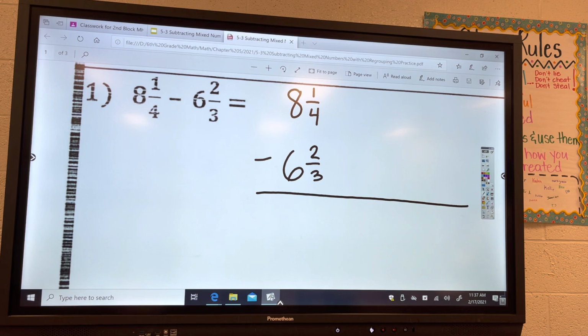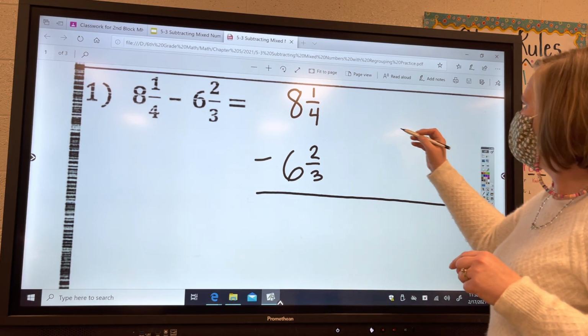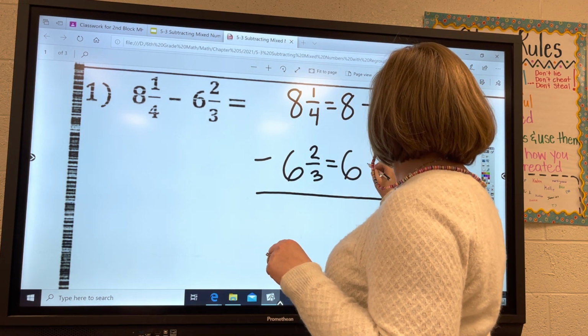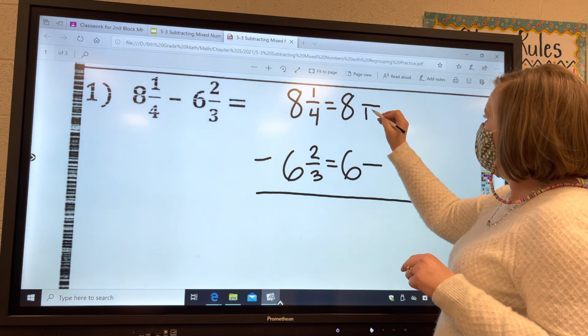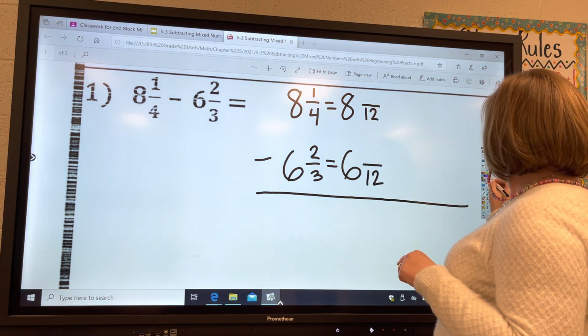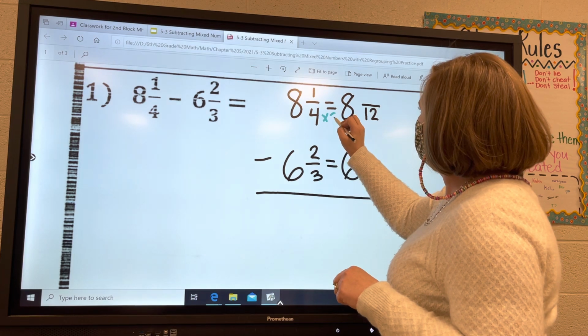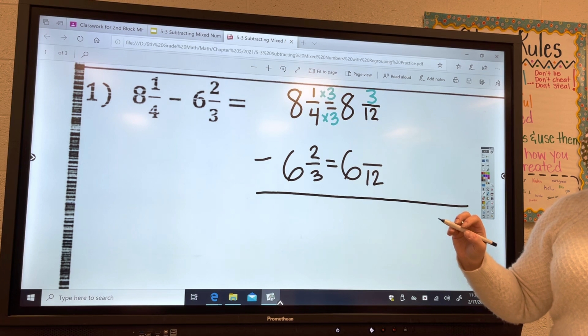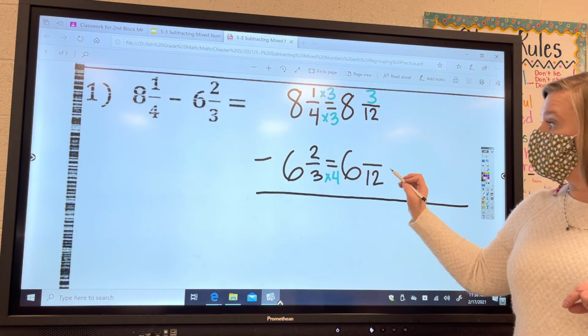All right, is 4 a multiple of 3? No. Are either one of these numbers a prime number? Oh, 3. 3 is a prime number. So what are we going to do to the denominators? Multiply them. What's 4 times 3? 12. So 4 times 3 is 12. So 1 times 3 is 3. 3 times 4 is 12.